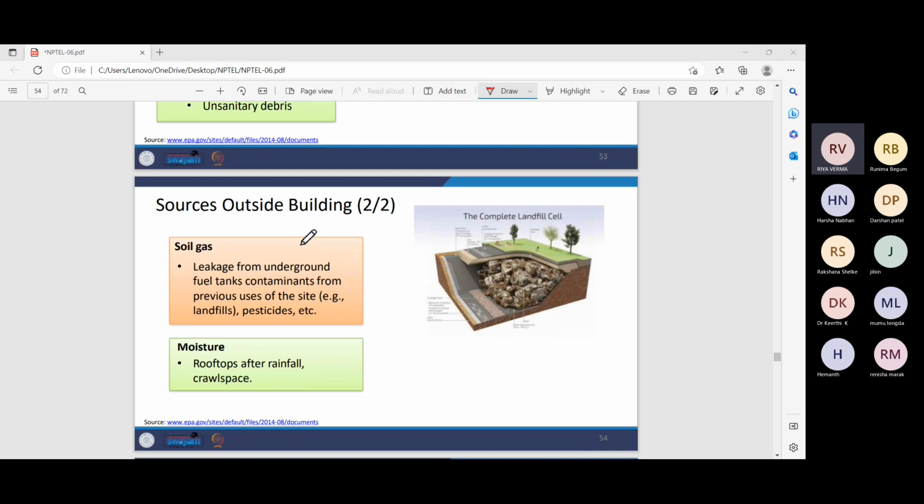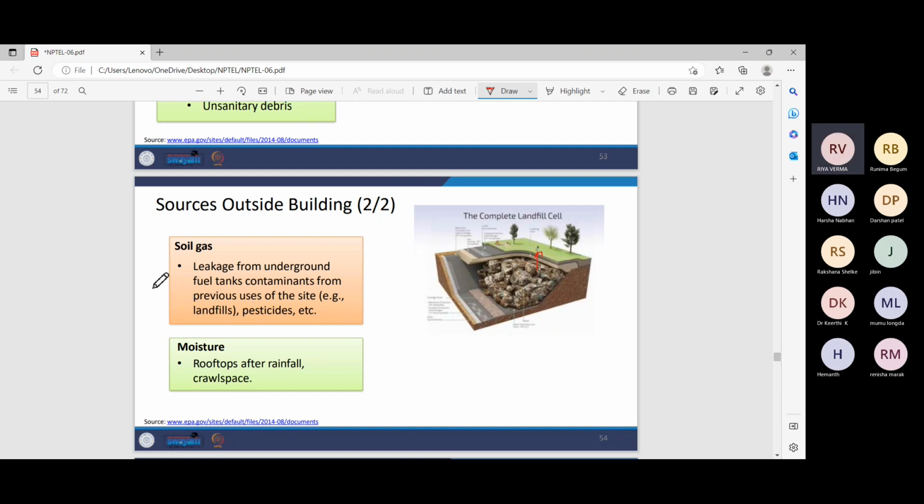Next, we have seepage or soil gas. If we have constructed our houses or our building in some place where previously it was used as a landfill site, or some site that has a large amount of pesticides and so on, then it's possible that the pollutants tend to seep in from those places into our building.